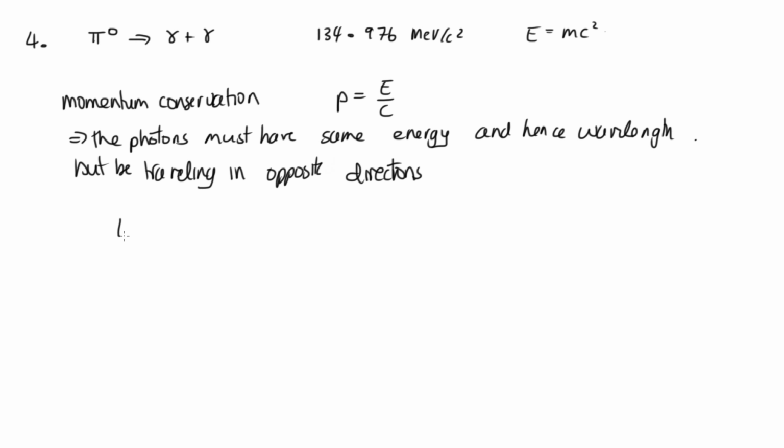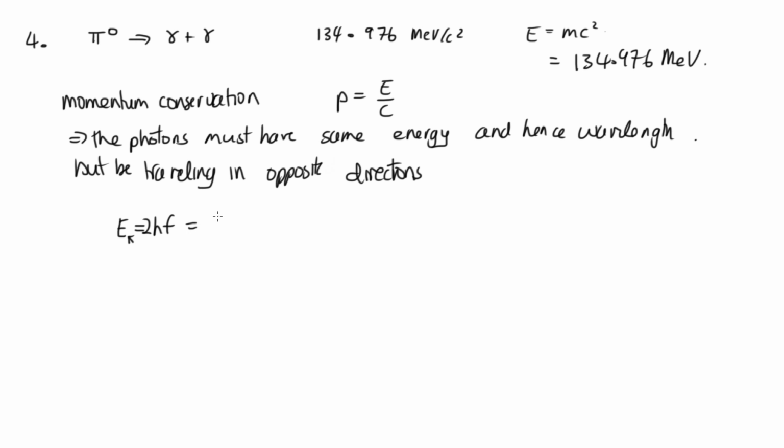So we know that the energy of a photon is given by hf. Now this is the mass of the pion, so the energy of the pion is equal to this times c squared, so the energy is equal to 134.976 mega electron volts. Okay, and there's 2 photons created, both with the same energy. So the energy of the pion is equal to 2 times hf, where f is the frequency of each of these photons, and the factor of 2 just comes because there's the 2 photons there.